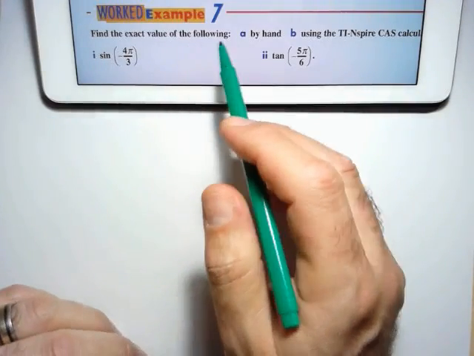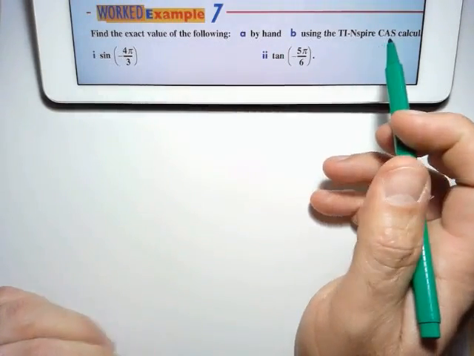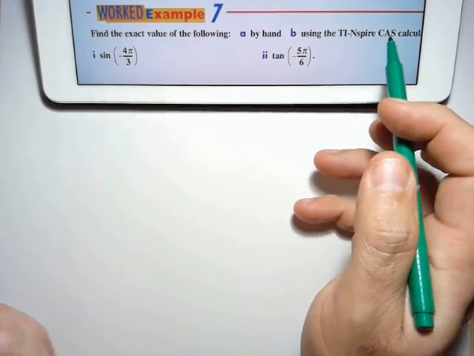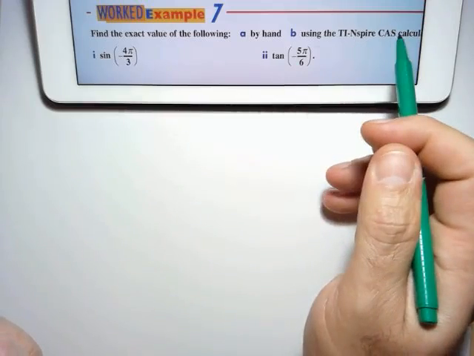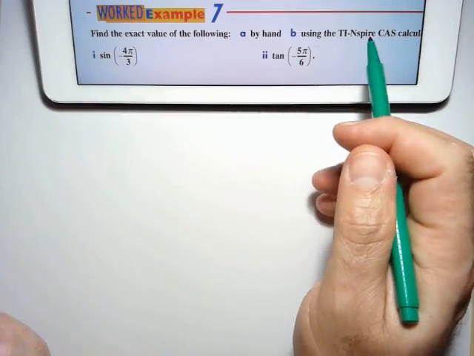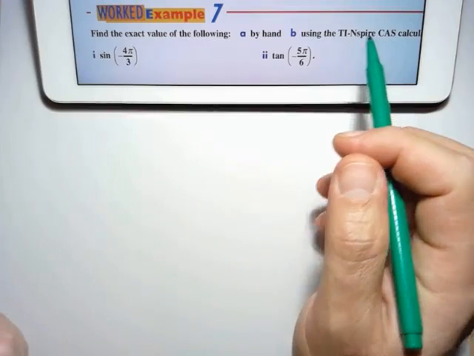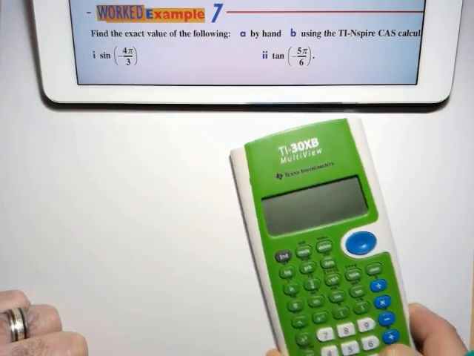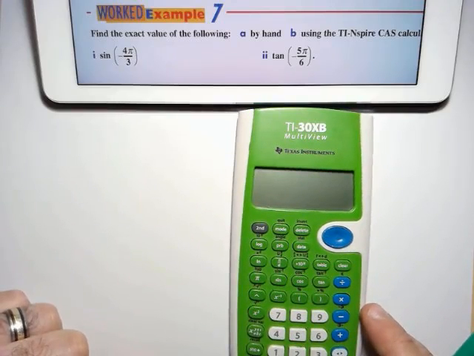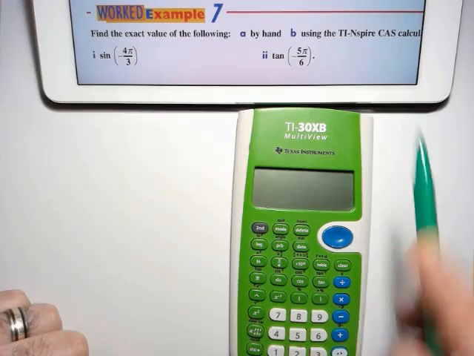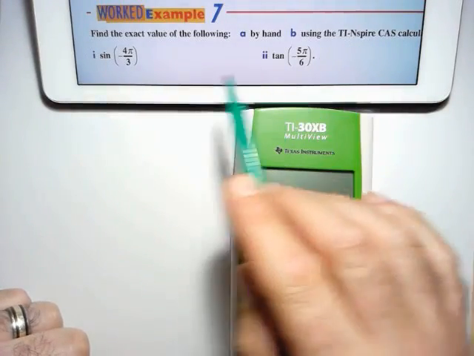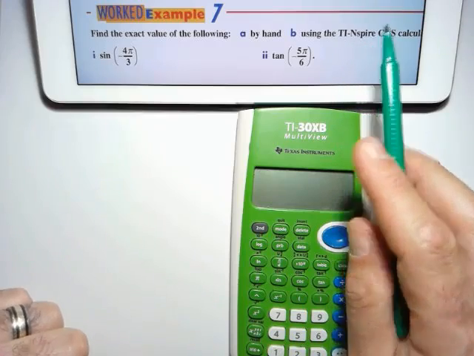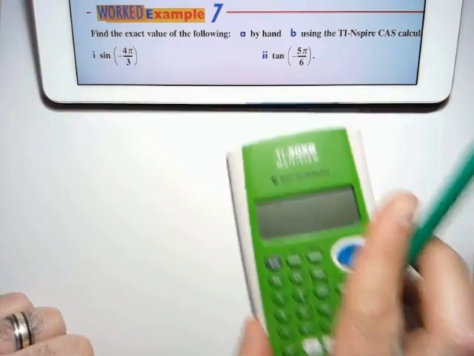Find the exact value of the following by hand and then using a TI-Inspire CAS calculator. I'm not going to do the TI CAS calculator as this is falling away and we're only allowed to use TI-Inspire calculators, not CAS calculators. However, I will be able to show you how to do it on, let's say, this TI-30XB. It's not possible to get exact values on just your TI-Inspire anymore, so you'll have to be able to do it manually.